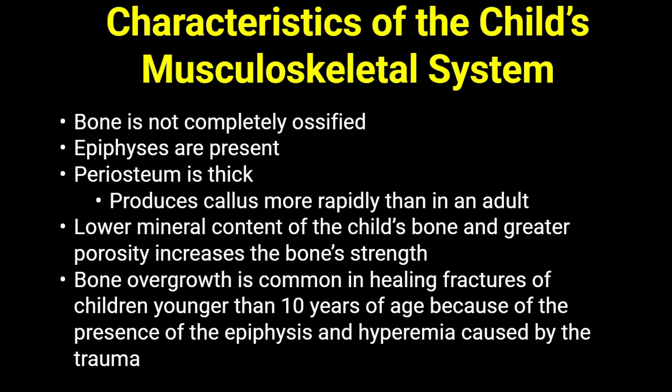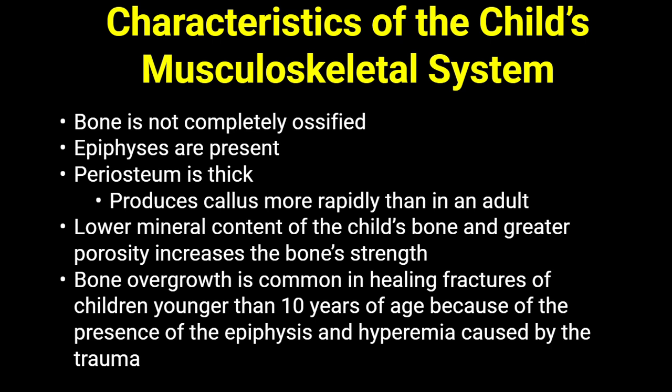First, a child's bones are not completely ossified. Ossification is the process by which soft cartilage gradually becomes hard bone. Because this process is still occurring throughout childhood, pediatric bones contain more cartilage and are more flexible than adult bones. This flexibility means that children's bones can bend before they break, which is why they are more likely to experience greenstick or buckle fractures rather than complete fractures.